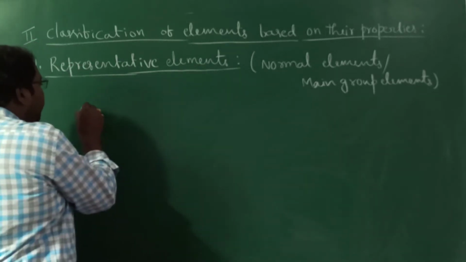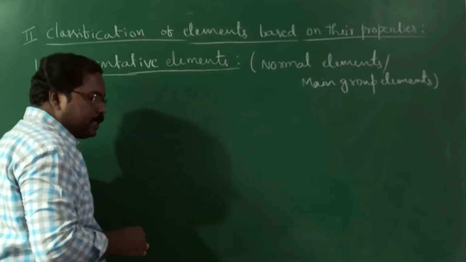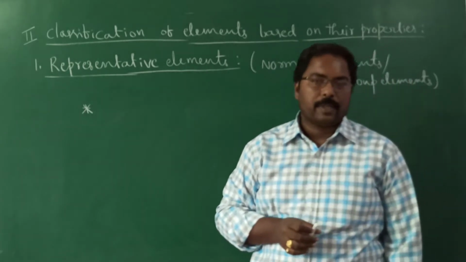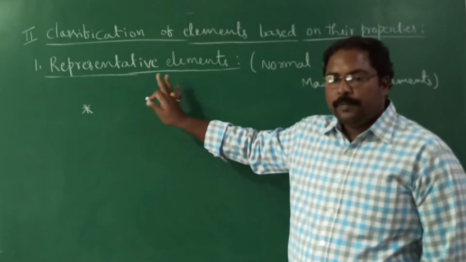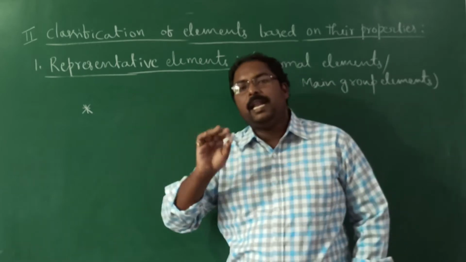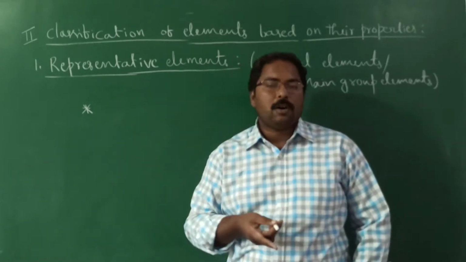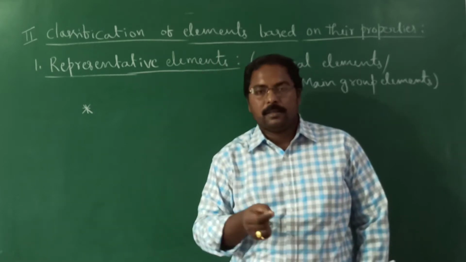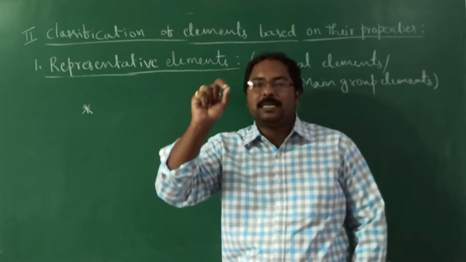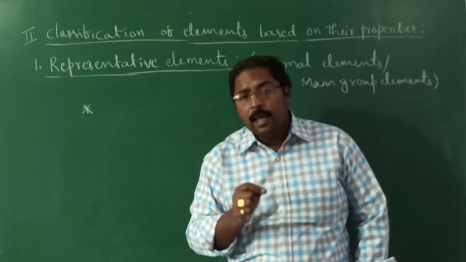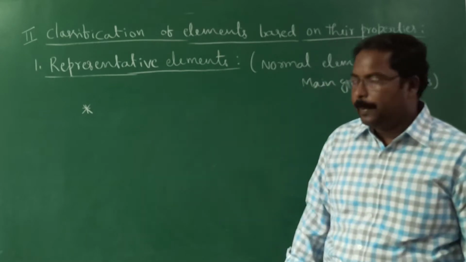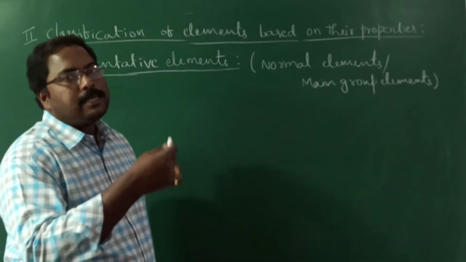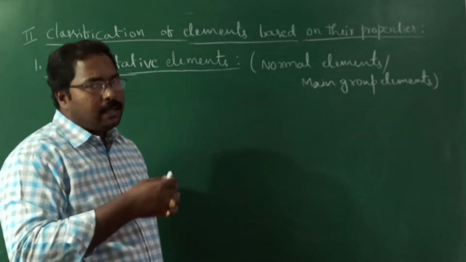A representative element is nothing but an element in which the outermost orbit is incompletely filled. Okay? Got the definition? Representative elements are the elements in which the last orbit, which we generally call the ultimate orbit or ultimate shell, is incompletely filled. For example, if the element has 3 orbits, the last orbit means what? The third orbit is known as the last orbit.